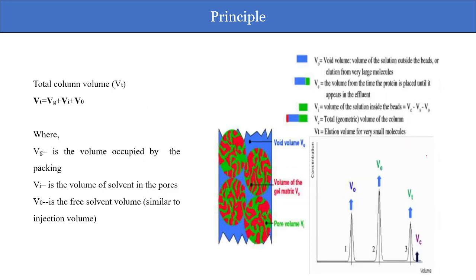Okay. If you look at the mathematical principle, the total column volume, or VT, is equal to the volume occupied by the packing, plus the volume of the solvent in the pores, plus the free solvent volume, which is similar to the injection volume. The addition of all of these gives you the total column volume.